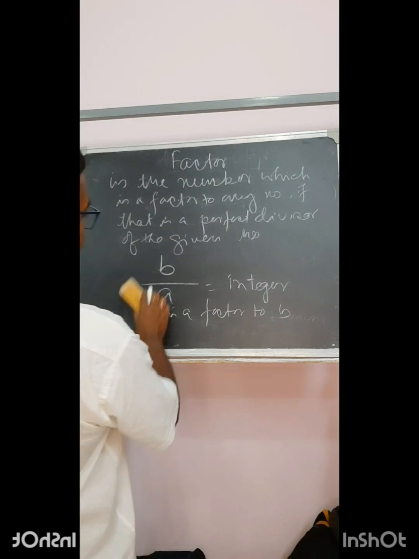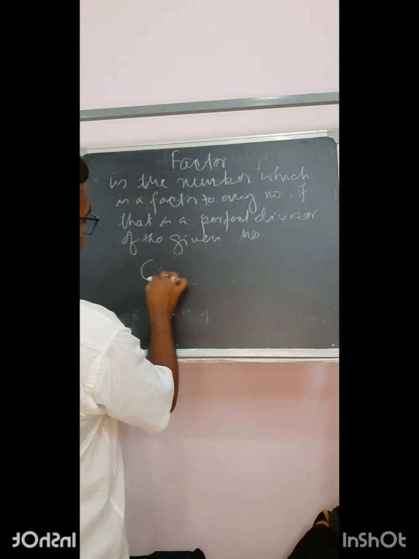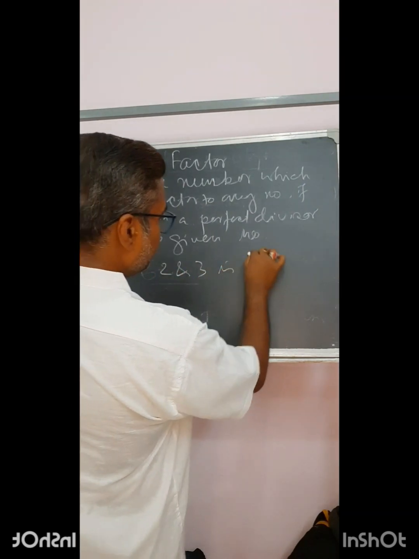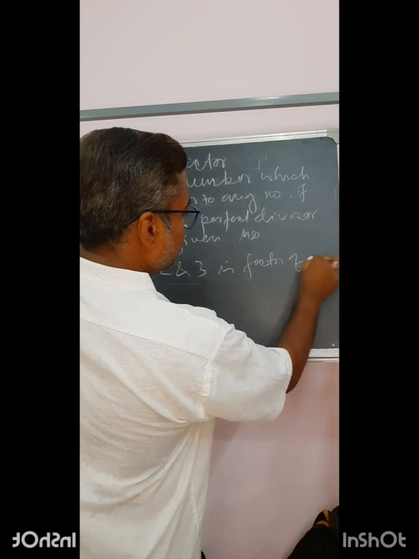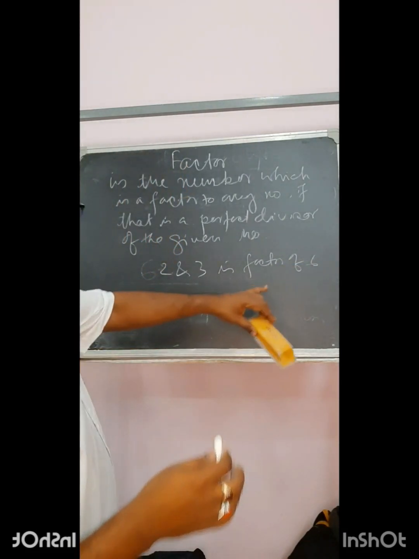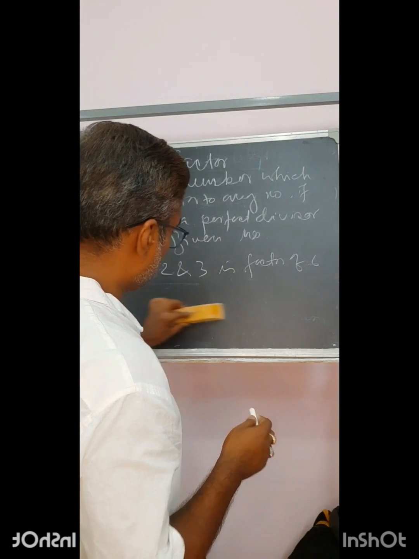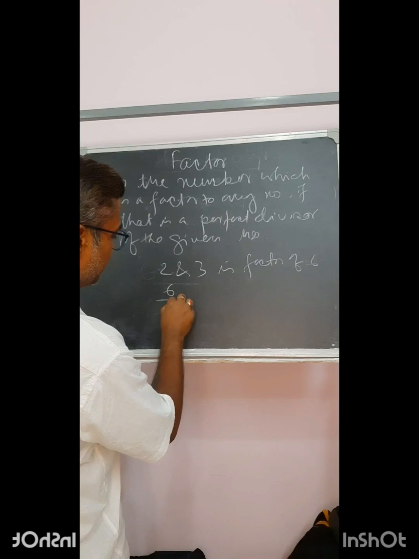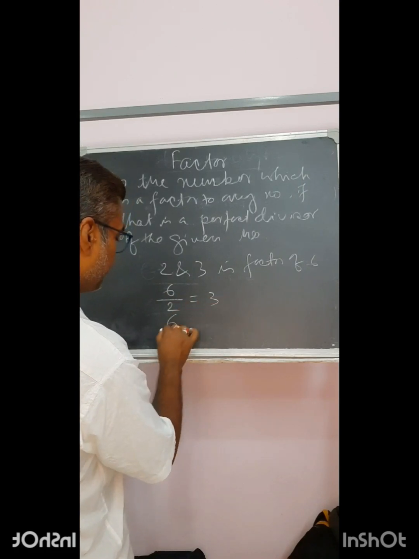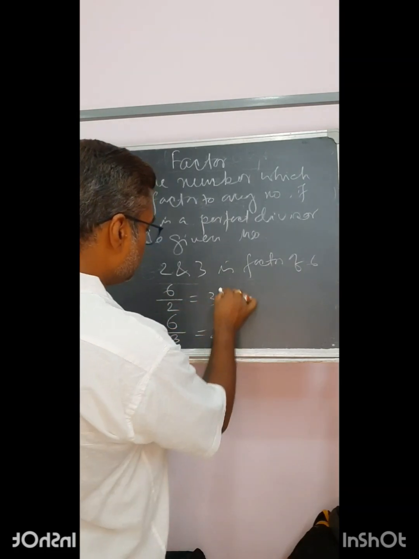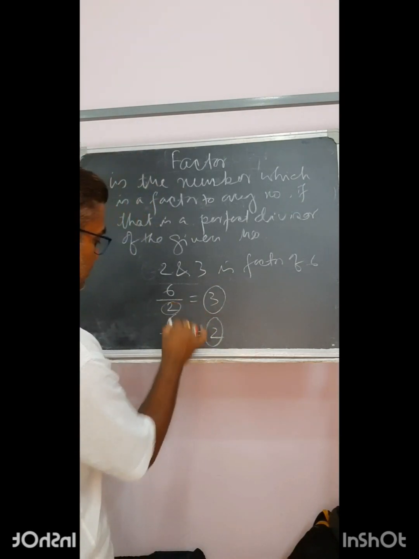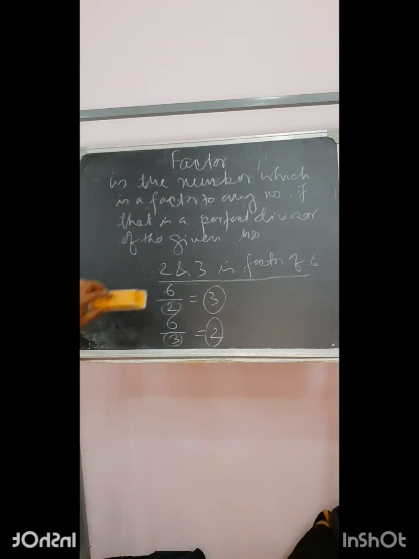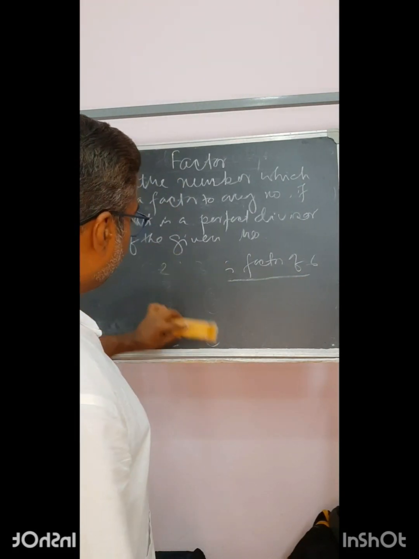So if I take a practical example, whether 2 and 3 are factors of 6. I am taking a simple, smaller example so that it could give you a perfect concept. So what I have to do, I have to divide 6 by 2, it will come 3. If I divide 6 by 3, it will give me 2. So these are integers, so that means 2 and 3 are the factors of 6, can be said. So this is the concept of factors.